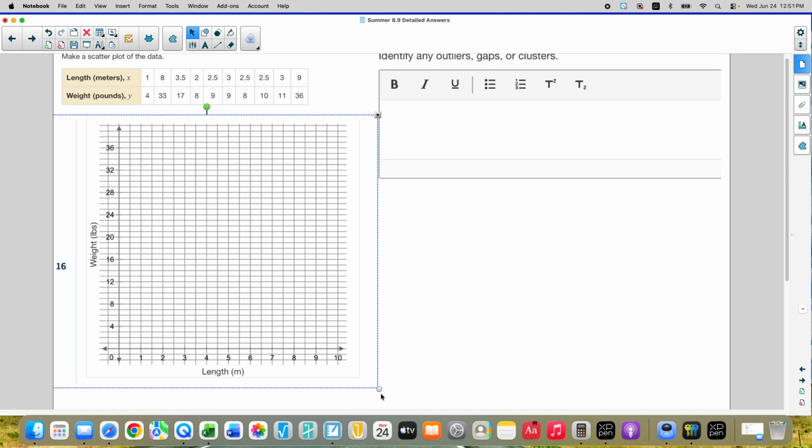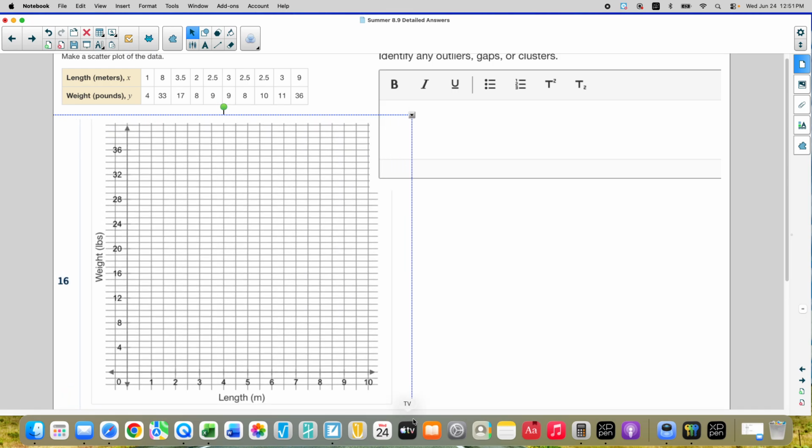Let's slide it over a little bit more, and let's plot these points. Length is our x value, and weight is our y value. We get 1, 4. There's a point. We get 8, 33. So 8, and let's go up to 33. 32 is right there, so this is 33.